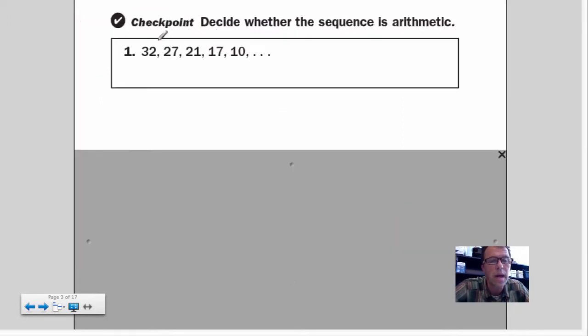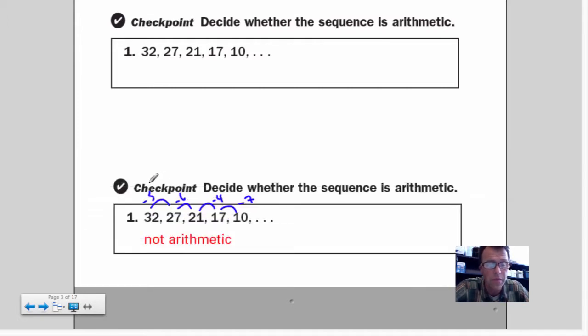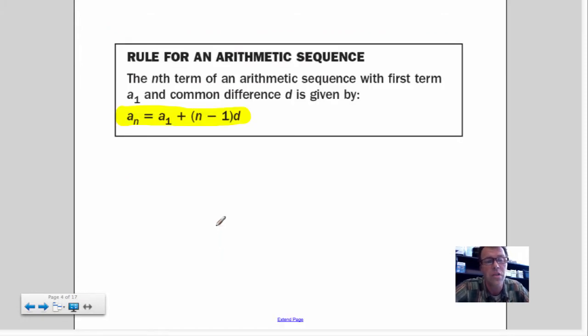So why don't you try this one? See if you can tell whether or not this is an arithmetic sequence. See if there's a common difference. Hopefully you did recognize that there is not a common difference, right? Now we're subtracting 5, then we subtract 6, then we subtract 4, then we subtract 7. So this is definitely a sequence of numbers. These are the terms, but it is not specifically called an arithmetic sequence because the difference changes.